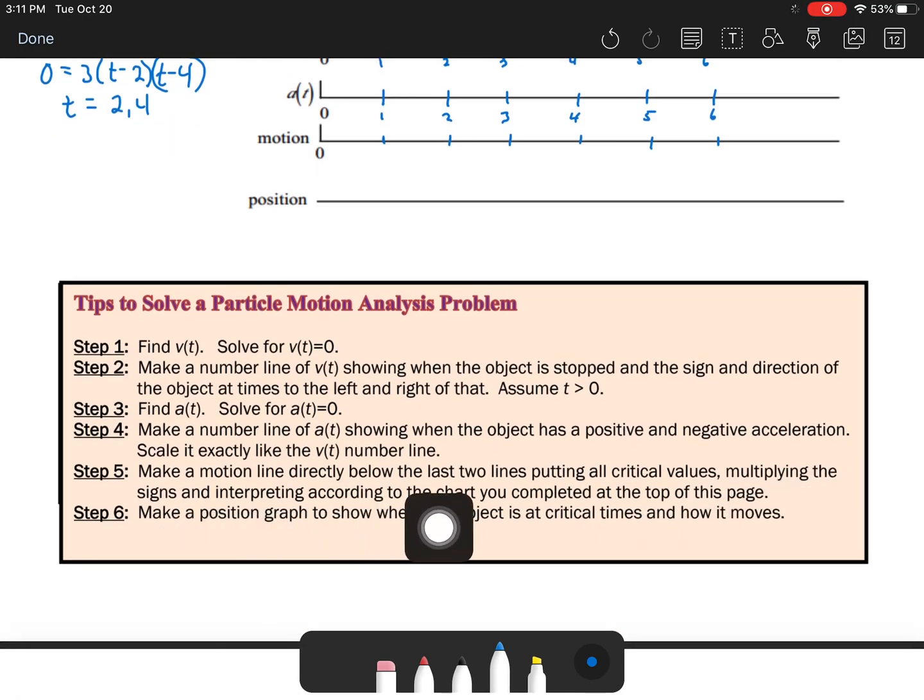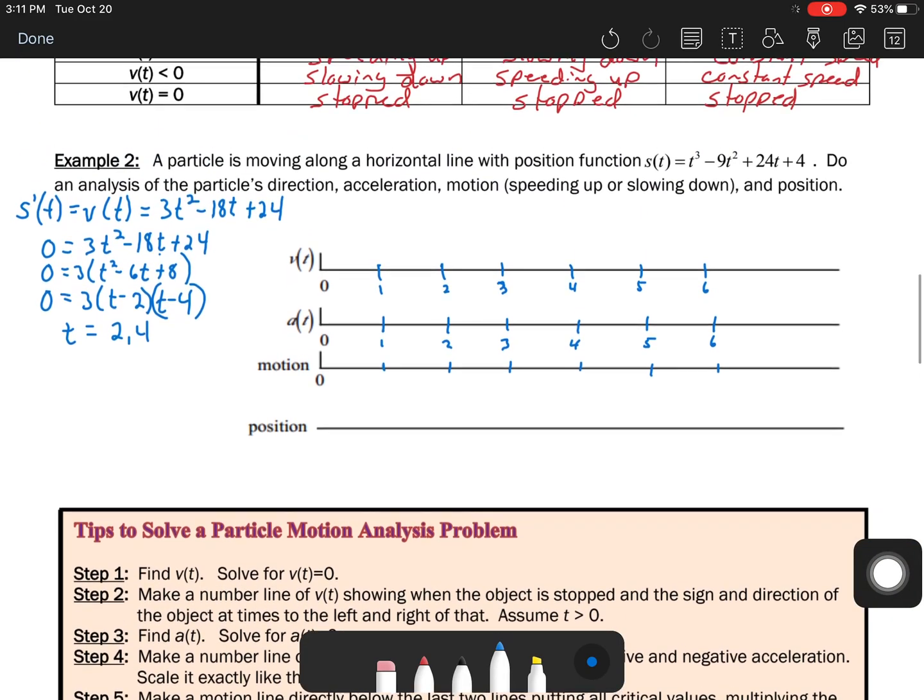Then make a motion line, comparing where acceleration and velocity have the same sign or different signs, and then we'll interpret whether it's slowing down or speeding up. And then this is just our position graph at the end.